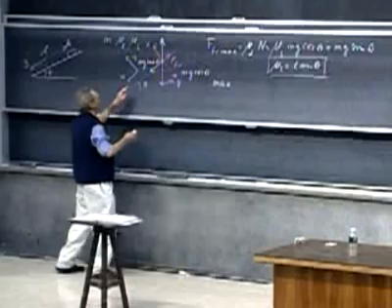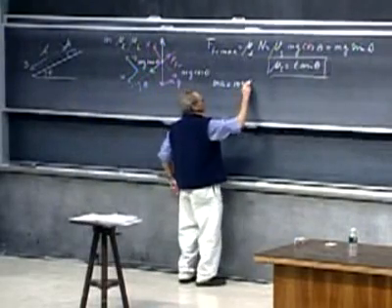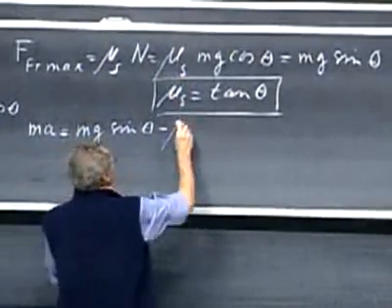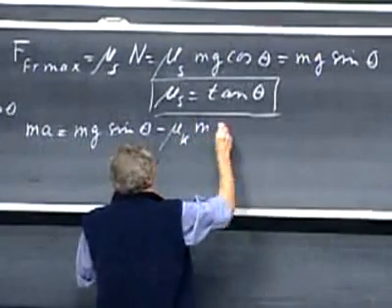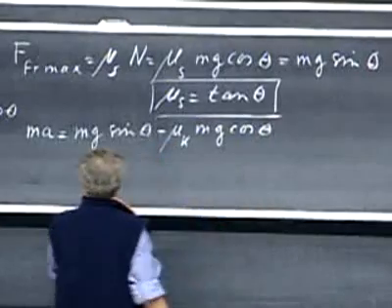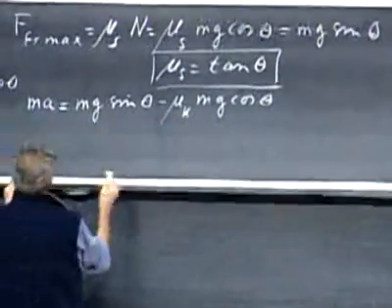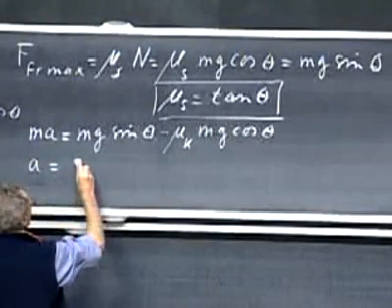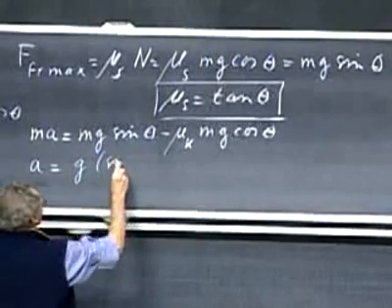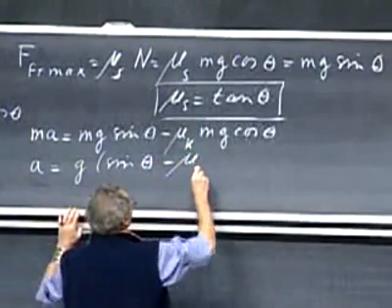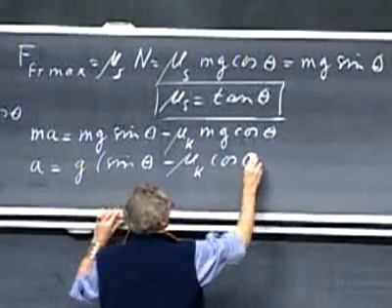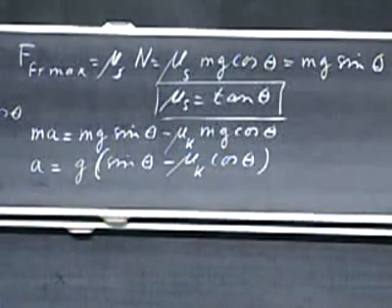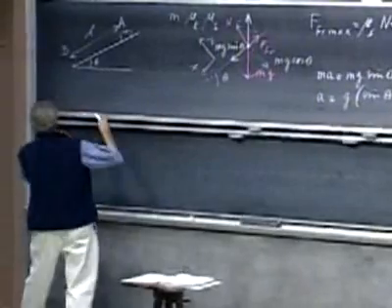ma, the net force in the positive x direction, equals mg times the sine of theta minus the frictional force, but now this becomes mu k mg cosine theta. I lose my m, and so the acceleration in the positive x direction, that's the way I defined positive x, equals g times the sine of theta minus mu k times the cosine of theta. That's the acceleration. And now a natural question would be, what is the speed at which it reaches point B?